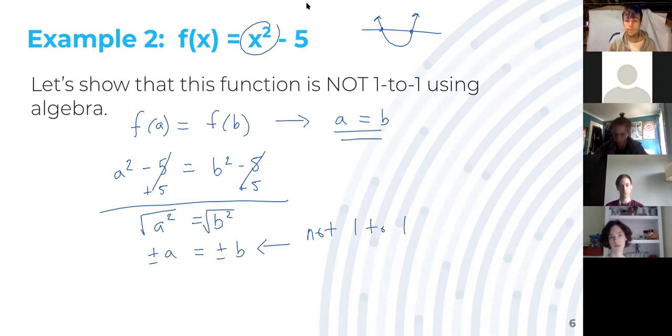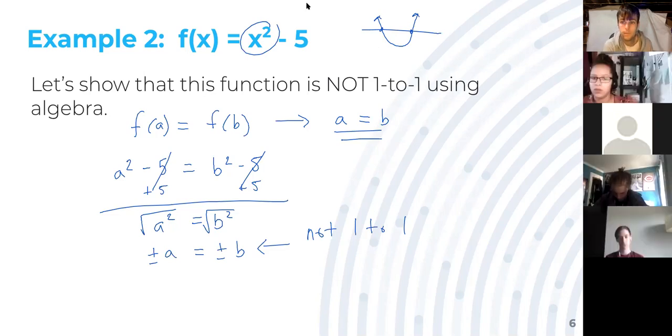Wait, so the reason why it can't be one-to-one is because you didn't just get a to b? Yeah, I wasn't able to just get a equals b at the end.